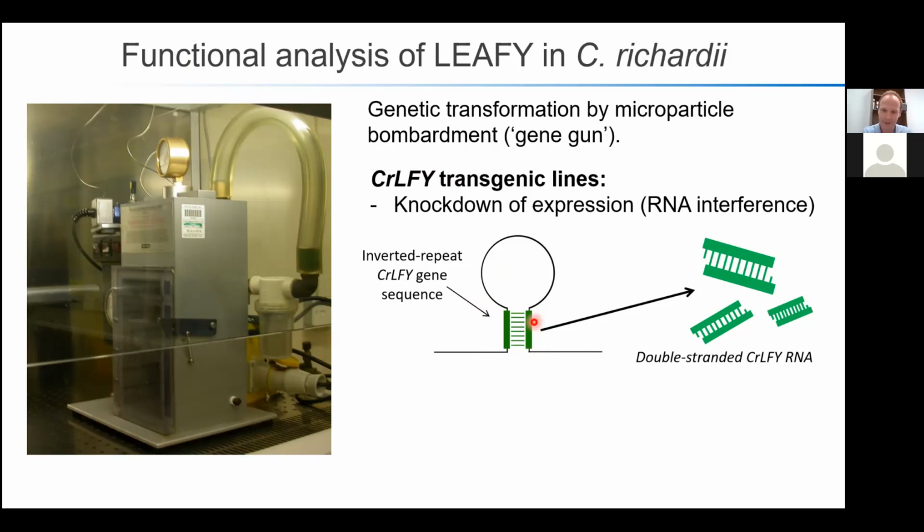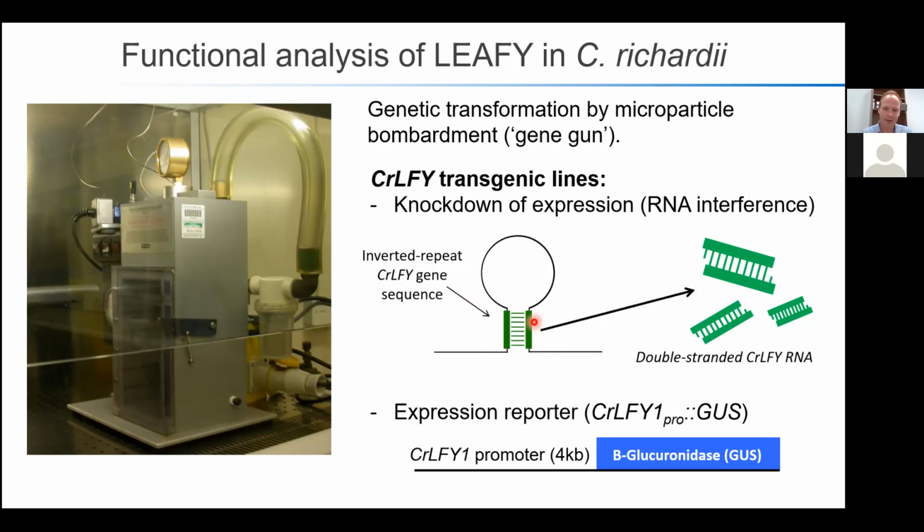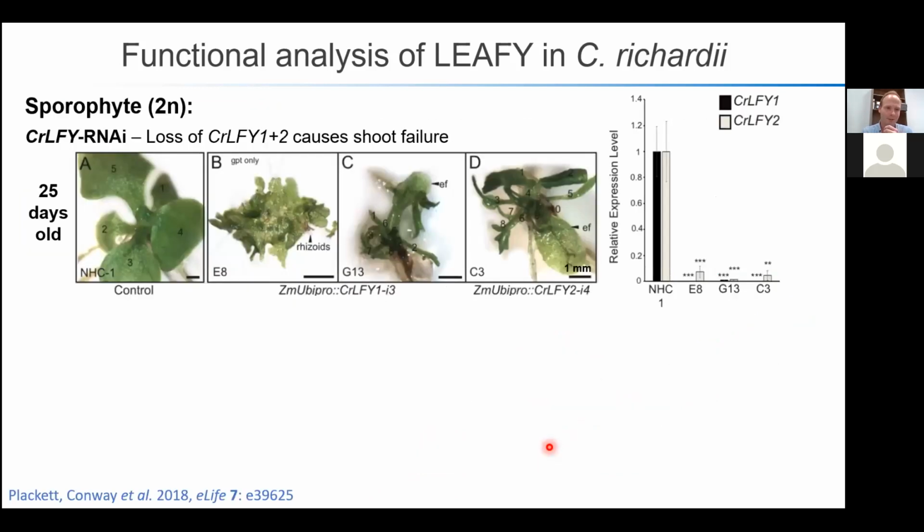And to get a better idea of the expression pattern of Ceratopteris LEAFY, we also introduced a GUS reporter construct using a LEAFY promoter. And again, this is before the era of the genome, so I spent 6 months isolating that promoter by PCR. So what did we find?